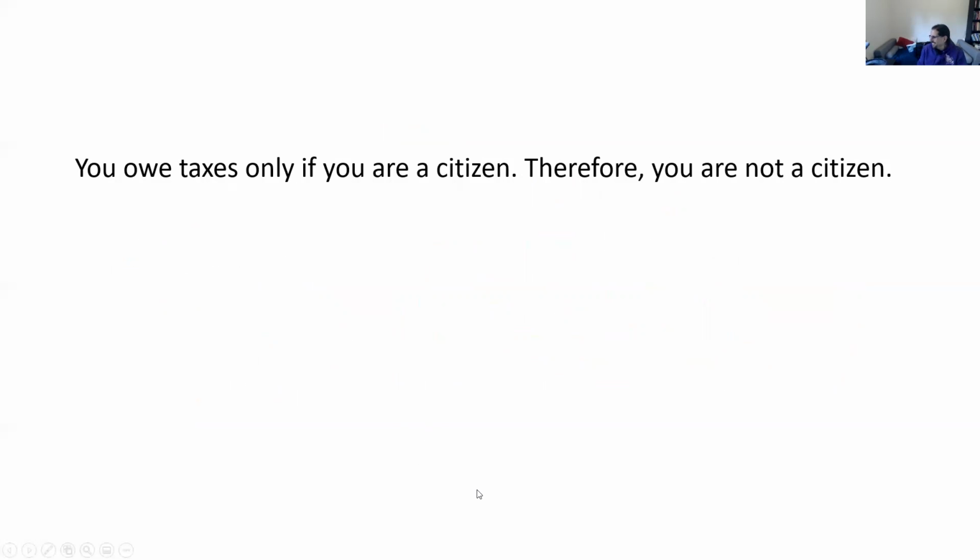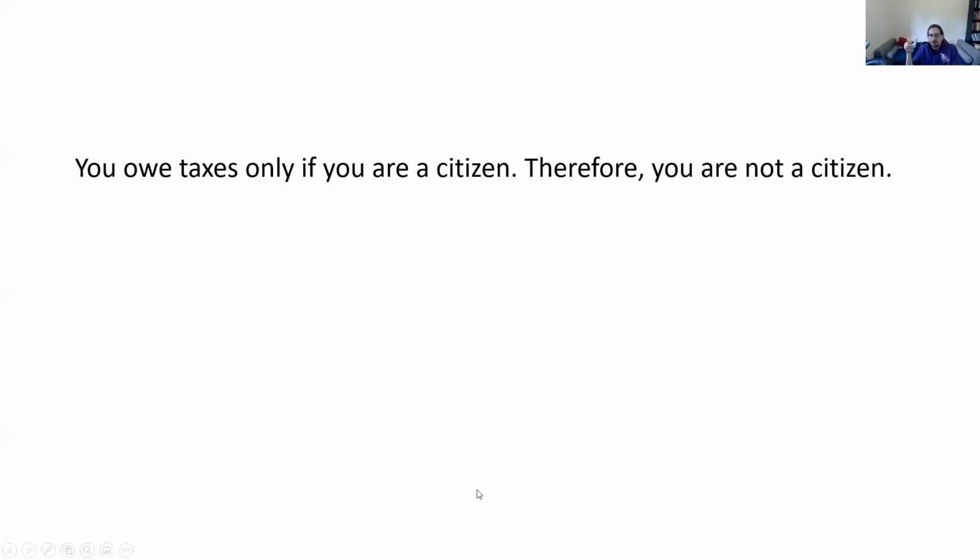So let's break this down. First of all, we have our very clear conclusion indicator word, "therefore." You are not a citizen. "You" is a proper noun, pointing directly to you. All people who are you are not citizens. So we're going to say, no, you are citizens. That's the conclusion. Then, "you owe taxes only if you are a citizen." This one has this "only if" phrase that can be a little tricky.